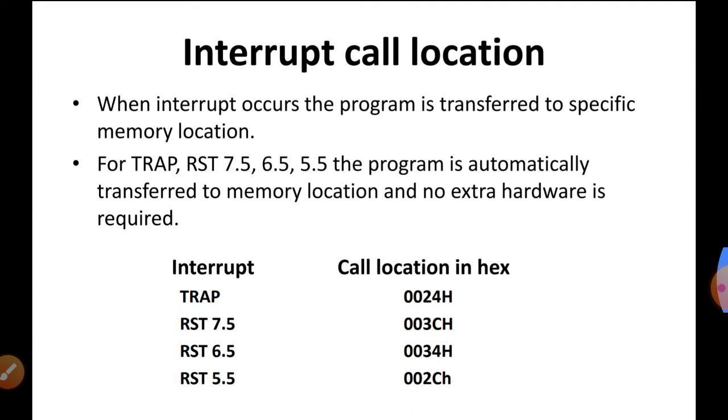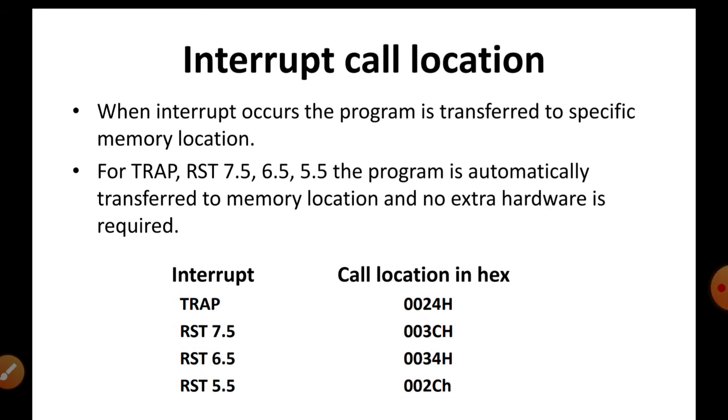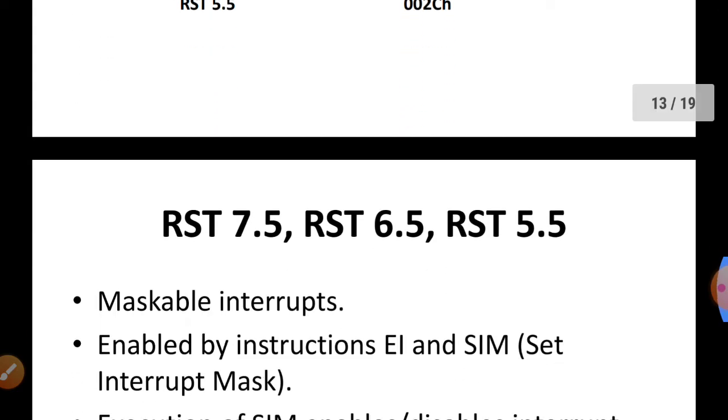Now, as far as the interrupt call locations are concerned, we are talking about the maskable and the non-maskable interrupts. TRAP comes under the category of non-maskable, and the rest of the interrupts are under the category of maskable. Similar to the RST instruction, we have an address code for TRAP, RST 7.5, 6.5 and 5.5, that is 0024, 003C, 0034, 002C. These are the call locations for executing the subprogram related to the interrupt.